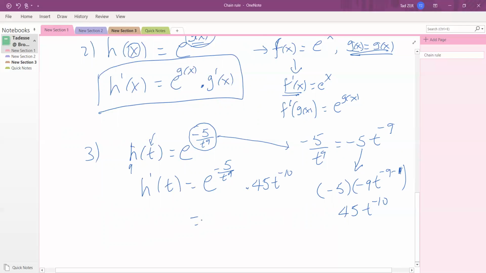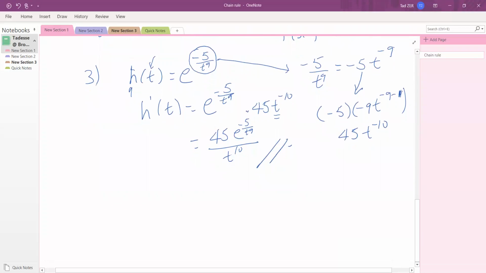Now, you may say, I don't want to use a negative exponent here, just like this, you see, we have in the denominator. So that can be written as what? 45 is a number, I'll just keep it as a coefficient, times e to the power of -5 over t to the power of 9, everything divided by t to the power of 10. That will be the derivative of e to the power of a function. All right.